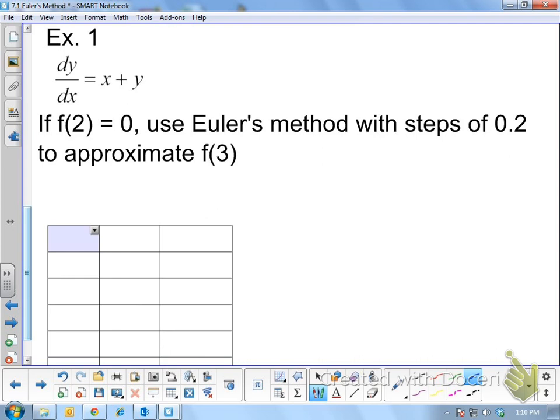If we know some initial information, f of 2 is 0, use Euler's method with steps of 0.2 to approximate f of 3. So when they say steps of 0.2, that's our next value where we're trying to take a new line to get closer back to the graph. So when we do this, we're going to need to know what x is, we're going to need to know a slope, and we're going to need to know what y is. And I put y on the far right because that's what we're ultimately trying to find. We're trying to find f of 3, so we want to know what our y value is there.